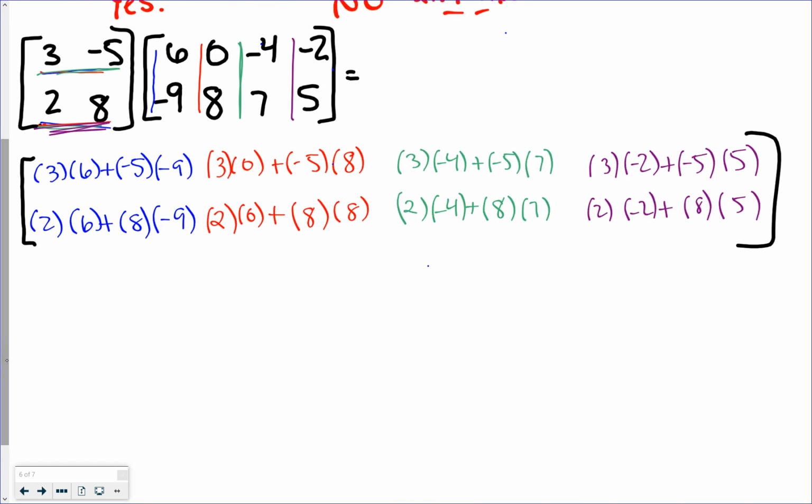So it is a lot. But if you think about it, it's really just multiplying and adding. You can do that. Okay? So let's simplify each piece.